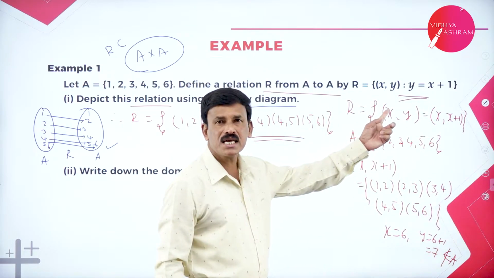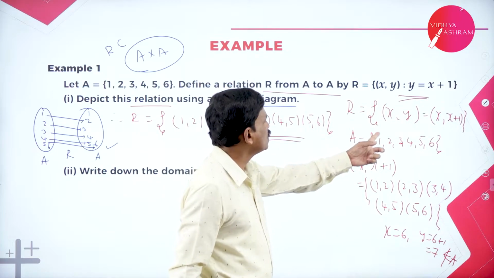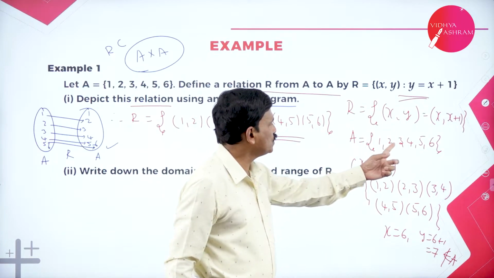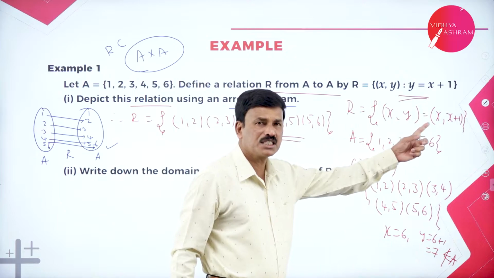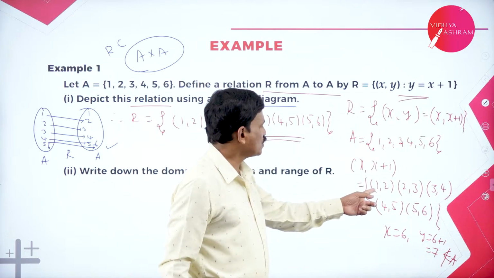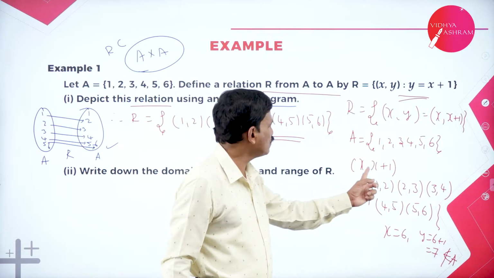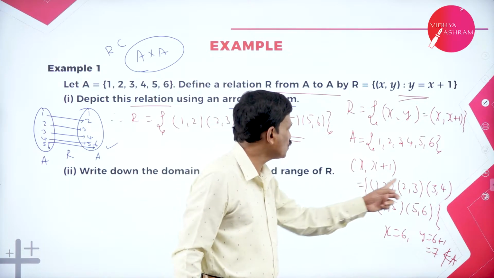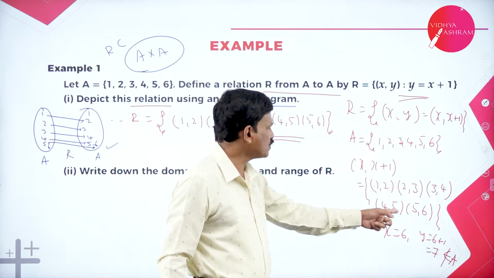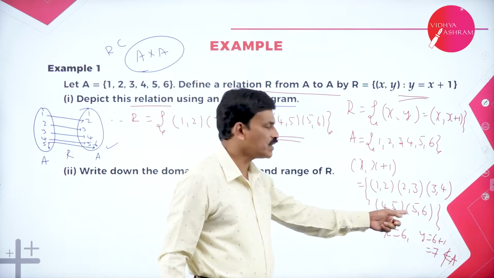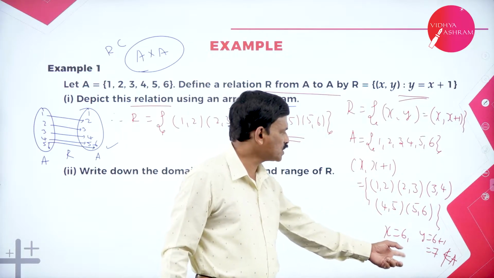(x, y) such that y is equal to x plus 1 means x is 1, 2, 3, 4, 5, 6. Y is equal to x plus 1 means, when x is equal to 1, y is equal to 1 plus 1 is 2. When x is equal to 2, 2 plus 1 is 3. When x is equal to 3, 3 plus 1 is 4. When x is equal to 4, 4 plus 1 is 5. When x is equal to 5, 5 plus 1 is 6. When x is equal to 6, 6 plus 1 is 7.